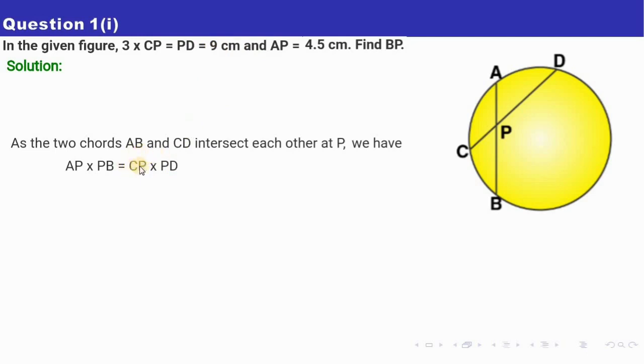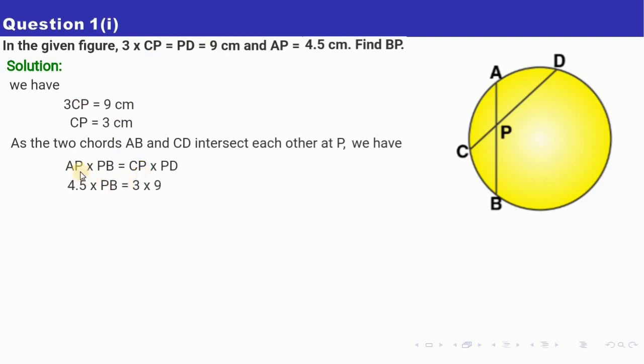So our job is to find now CP, right? So we have 3 times CP, right? So 3 times CP is given to be equal to 9 centimeter. So from here CP turns out to be 9 by 3, which is 3, right? Now we got the value of CP as well.